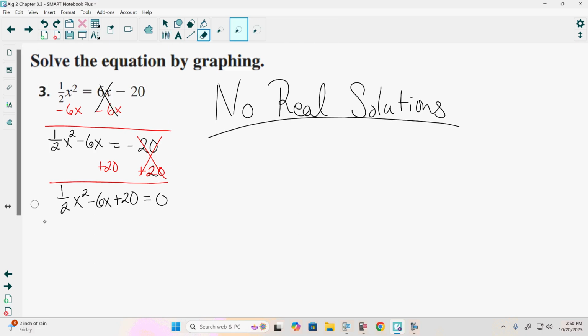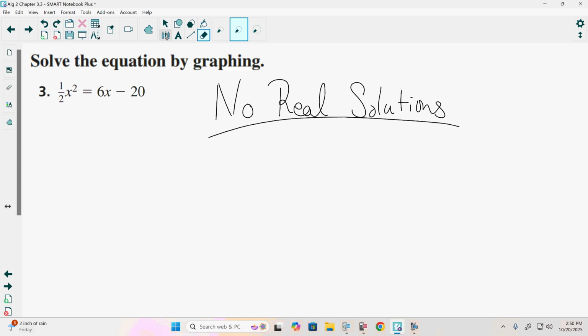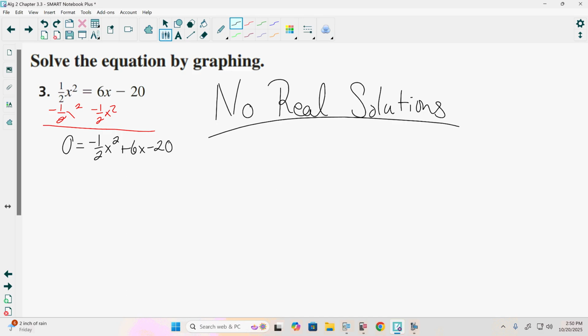Interestingly enough, we could actually have gotten this equal to 0 by subtracting 1/2 x squared first. Which would have told us that 0 equals negative 1/2 x squared plus 6x minus 20. Now, yes, if we're factoring or solving by most methods, having a be positive is a nicer way to do it. Having the number in front of x squared be positive is nicer.